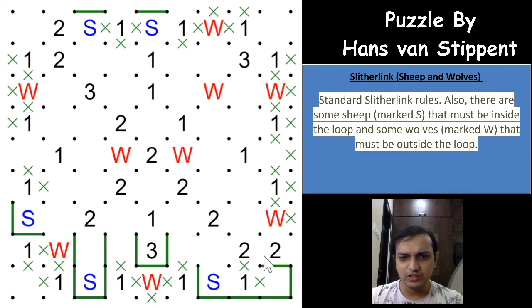Now this 2 will either go this way or this way, as we have already seen. But what happens if it goes this way? This 2 will have these two segments, and it is already a small closed loop formed here, right? That means this 2 will have to go this way.